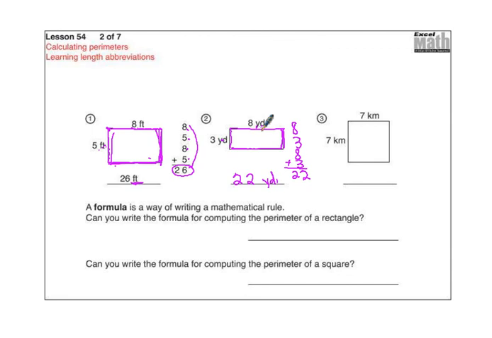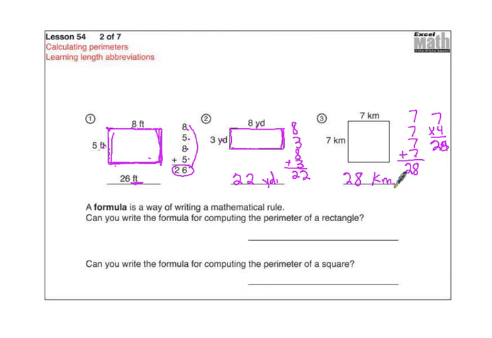Pause the video, try number 3 on your own, turn the video back on when you're ready to see the solution. All right, you probably did 7 plus 7 plus 7 plus 7, which is equal to 28, or you could have taken a little shortcut there and done 7 times 4. Now, remember, you do add to find the perimeter, but in this case, since we're adding all the same number, we can use multiplication as a shortcut. And I shouldn't write 24 when it's supposed to be 28, but 28 kilometers.